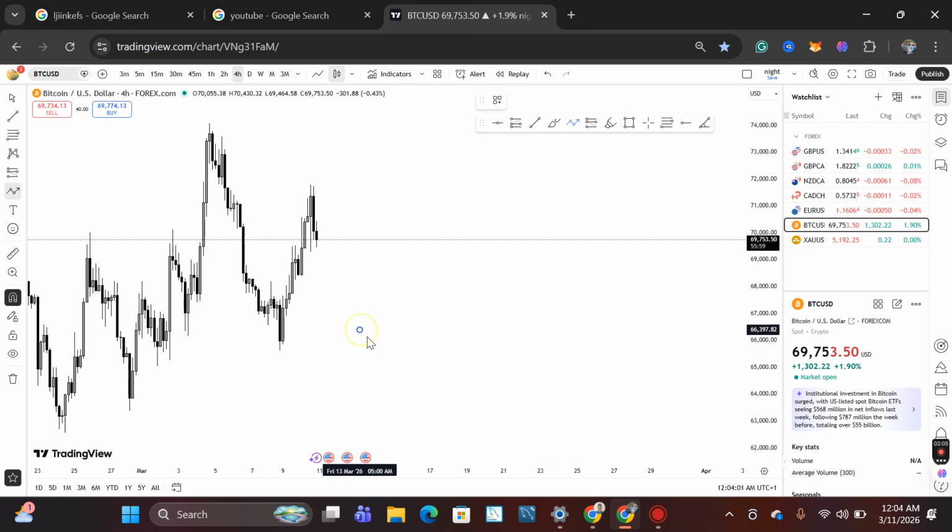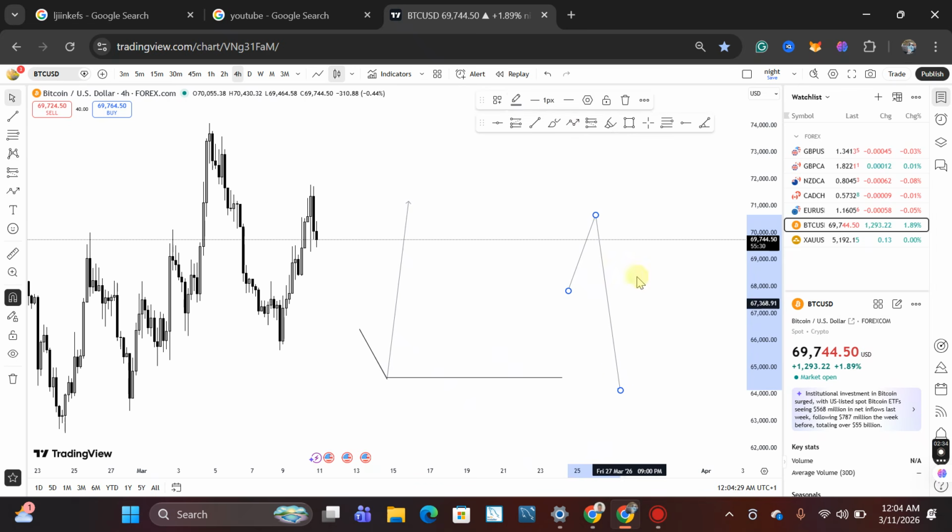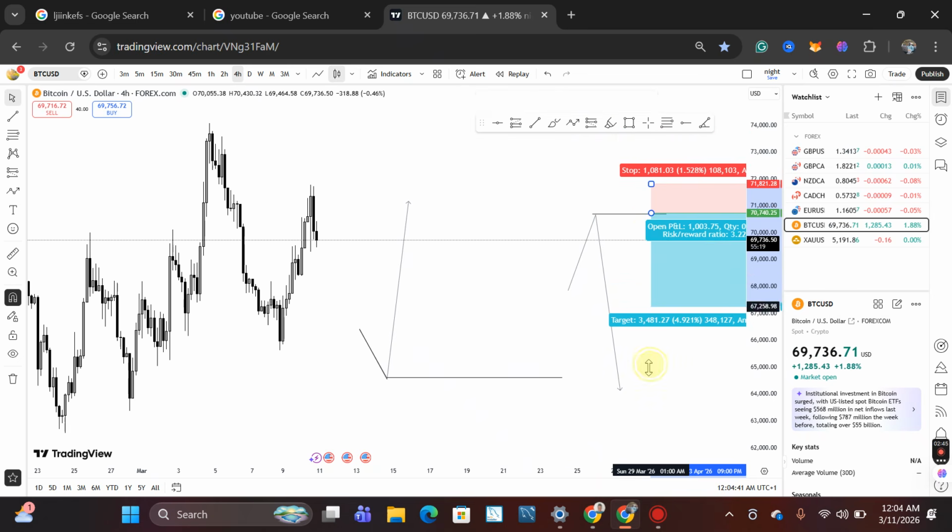Number one, we have the V shape key zone. V shape meaning market comes to this point, this is the V shape, and then you want to take your trades from here. You also have what we call the A shape key zone. Why is it called the A shape key zone? Because it looks like an A. Market comes to this point and we want to buy or sell from these areas.